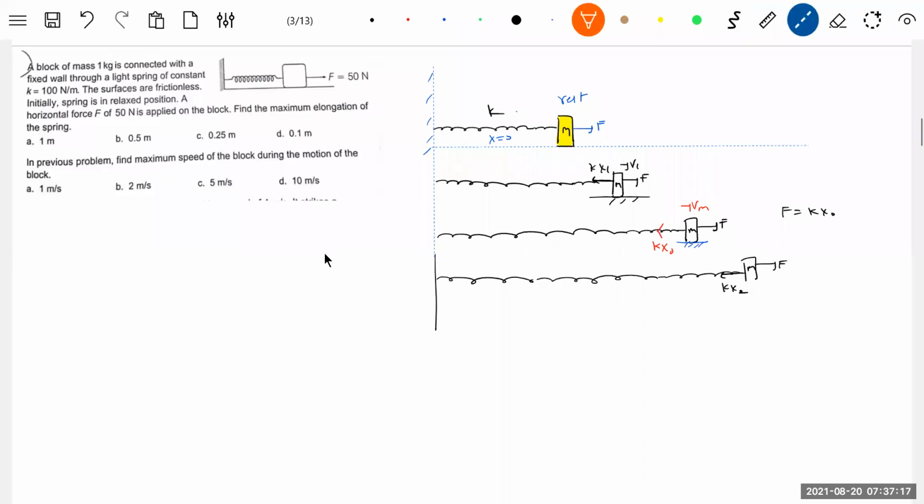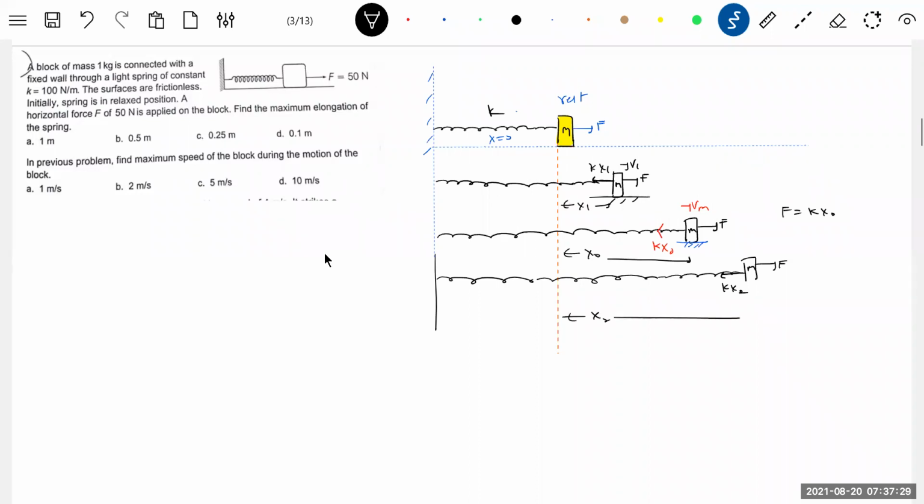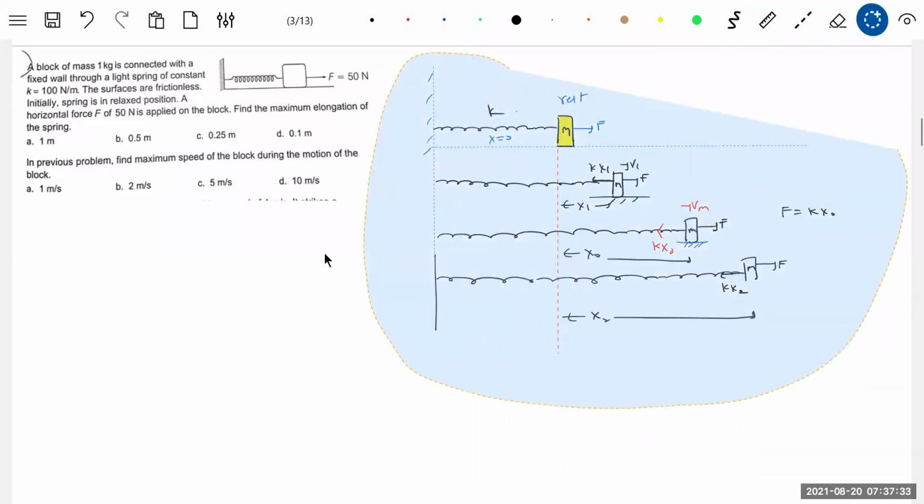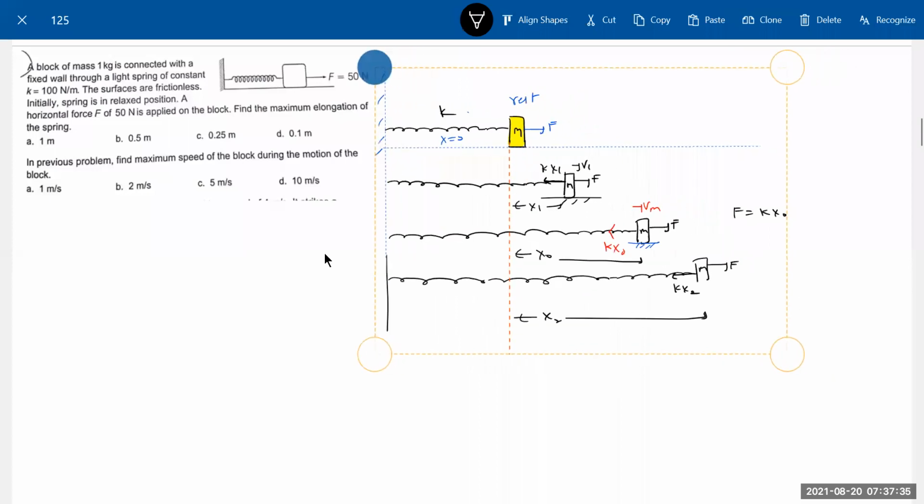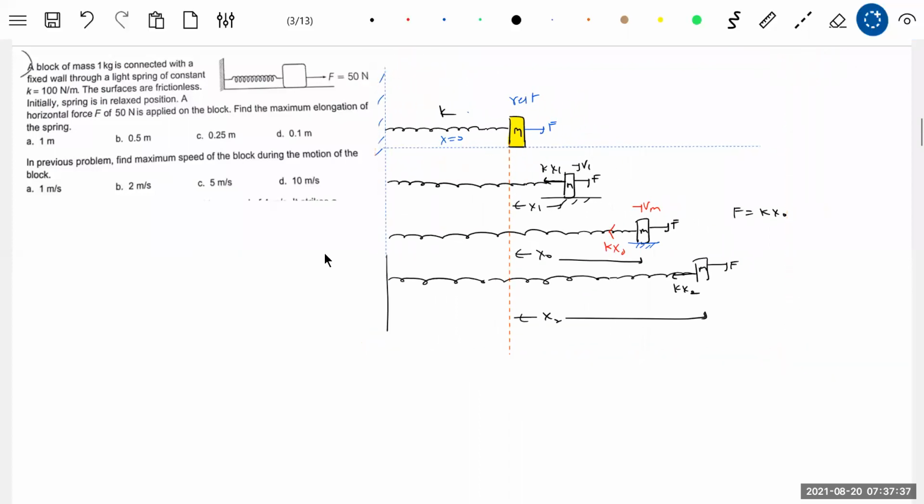What is x naught? How do we measure x naught? We measure with respect to this one. From here is where we measure all the length. This is a very basic fundamental. I'm telling you this is really very essential. So now what is the state of the block? Here the spring force balances the applied force, the net force is 0, then the block is at maximum speed.